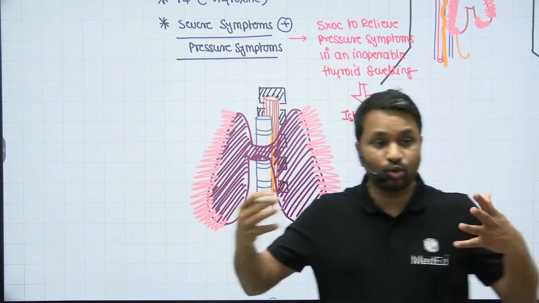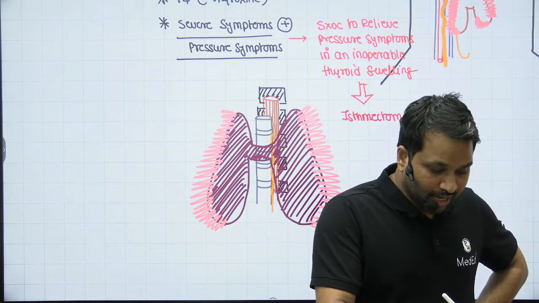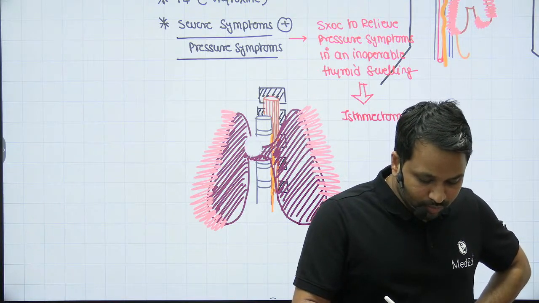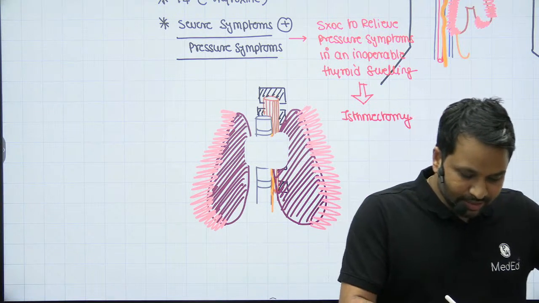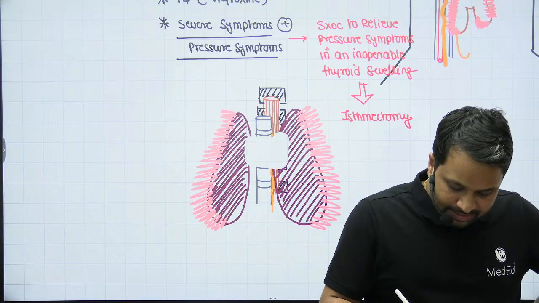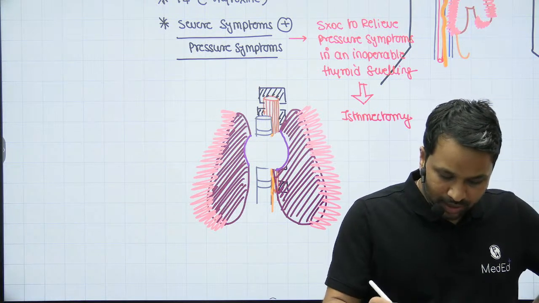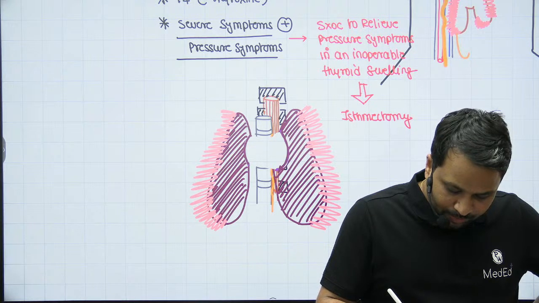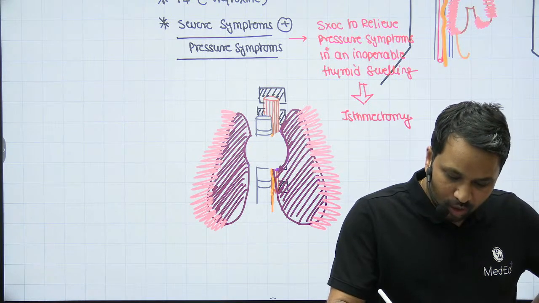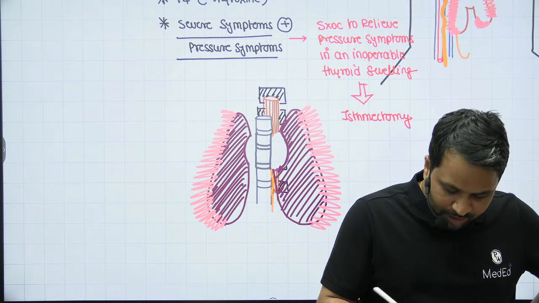So in order to overcome this, what am I going to do? I am simply going to remove the isthmus. This surgery of removing the isthmus is what we call isthmectomy. So I have performed isthmectomy here. Once you perform isthmectomy, you are removing the part which was causing pressure on the trachea. I have freed the trachea now. The trachea is absolutely free of the pressure that was exerted.